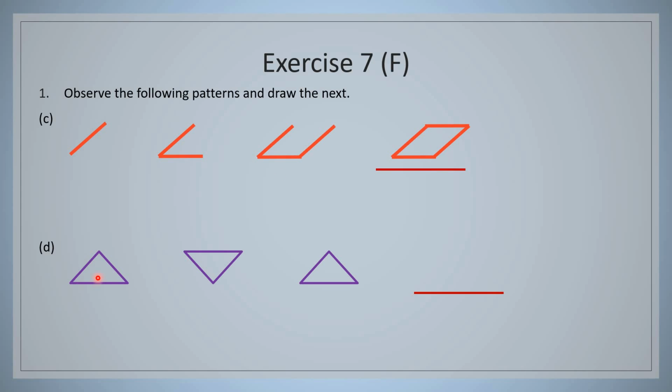For the fourth one, we have a triangle, a straight triangle. The next one is an upside down triangle. Again the next one is a straight triangle, and so the answer for the next one will be an upside down triangle. Why? Because we have to follow the pattern that is given. If the pattern is straight, upside down, straight, then the fourth one will be an upside down triangle. So this is how the pattern is to be followed.